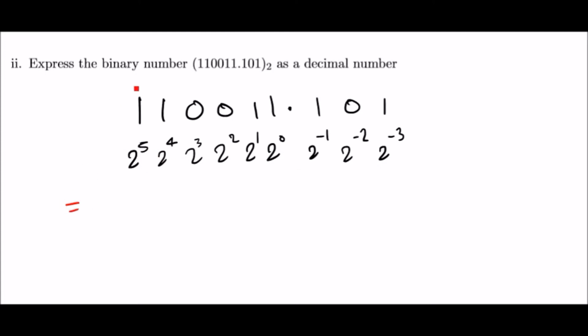firstly, 2 to the power 5 times 1, which is just 2 to the power 5, plus 2 to the power 4 times 1, which is 2 to the power 4. And notice the next two, they both multiply against 0, so that cancels out. So we ignore that. So then we just add the ones that has a 1 attached. So it'll be 2 to the power 1 plus 2 to the power 0 plus 2 to the power negative 1 plus 2 to the power negative 3.